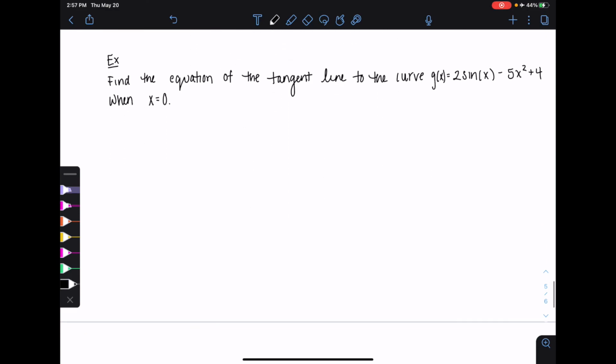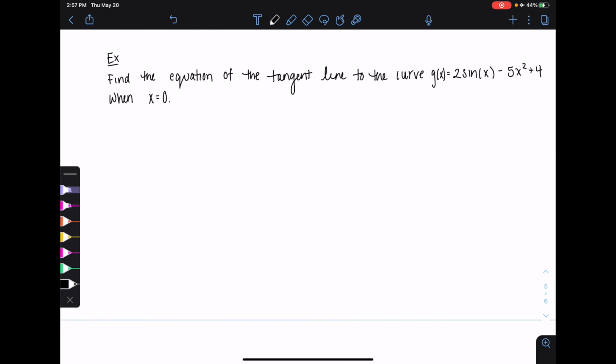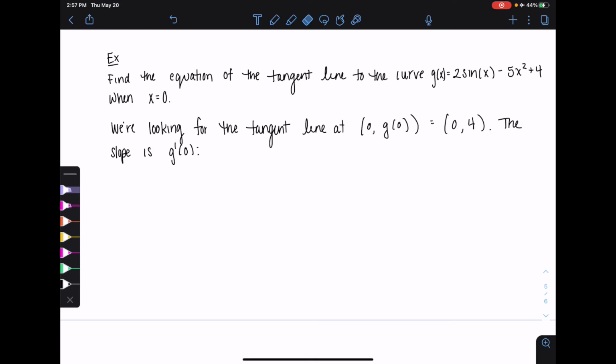Let's try one more. Let's find the equation of the tangent line to this curve when x equals 0. So ultimately, we're looking for the tangent line at 0, and then whatever y value corresponds. If you plug in 0 to this function, it would be 2 sine of 0 minus 5 times 0 squared plus 4. That y value is 4. The slope of the tangent line is the derivative evaluated at 0. So I've got to find the derivative.